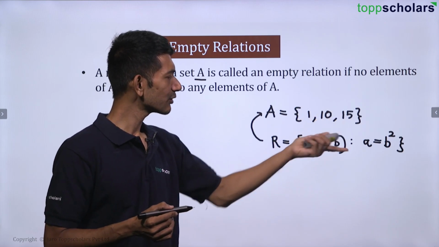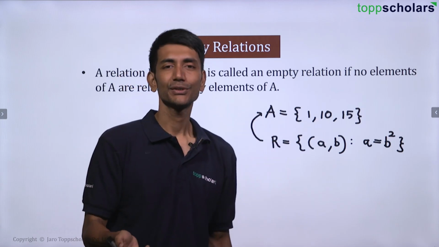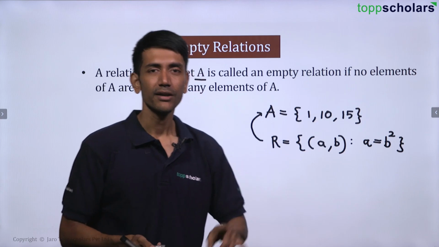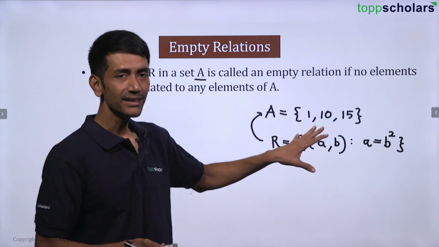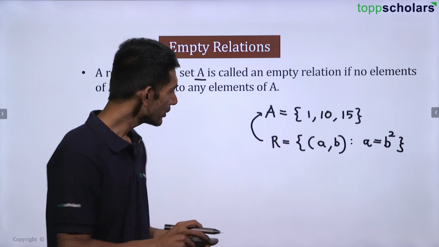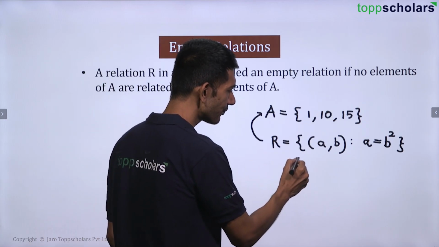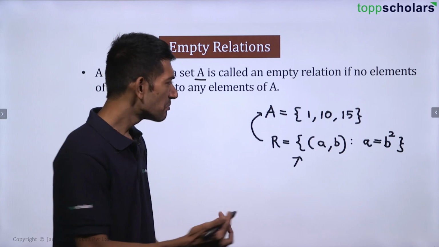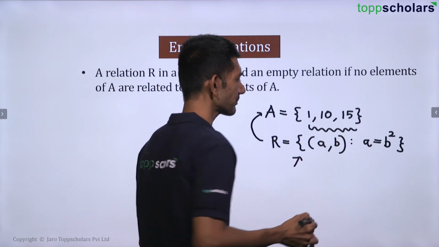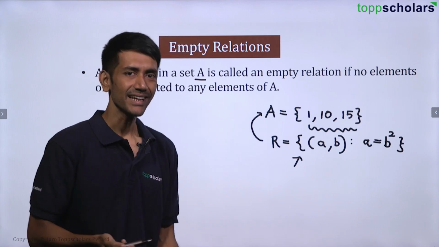Is 15 a square of 10? Any combinations you take, doesn't matter. You're not going to get A is equal to B square. None of the numbers there. If you pick one number and you square it, you're not getting any other number. So definitely this is empty, no? Such a relation does not exist in A, right? So that is an empty relation.